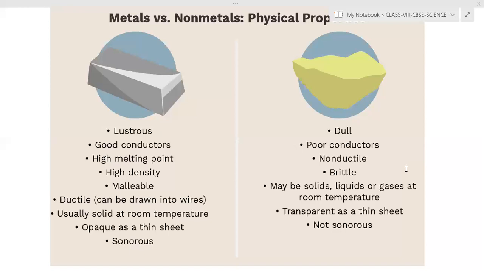Second, reaction with water. Generally, metals react with water, but nonmetals do not react with water. Some nonmetals may be very reactive with air, and so they are stored in water. Metals react with water to form metal hydroxide and hydrogen gas. Metal plus water gives us metal hydroxide plus hydrogen gas.